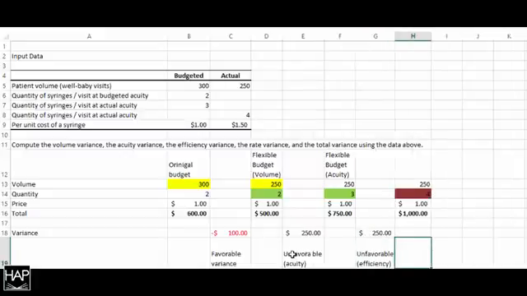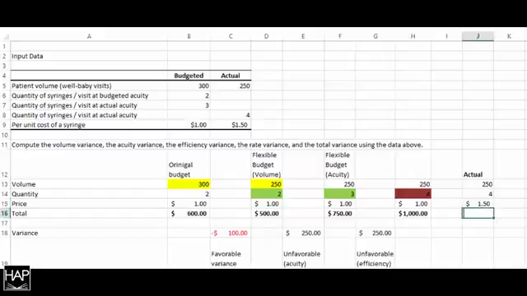And then once again, I'm going to take one more step closer to reality and go all the way to the actual amount used. So in the actual budget, we take all of the figures that actually happened. So the actual number of patient visits is 250. The actual number of syringes used is 4. Again, that's accounting for the efficiency factor. But then the actual per unit cost of a syringe was $1.50 instead of just $1.